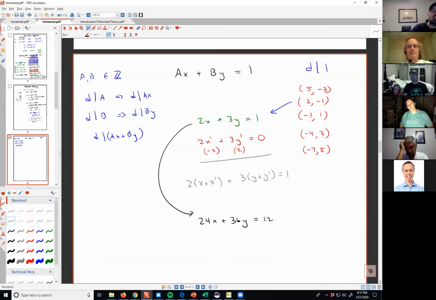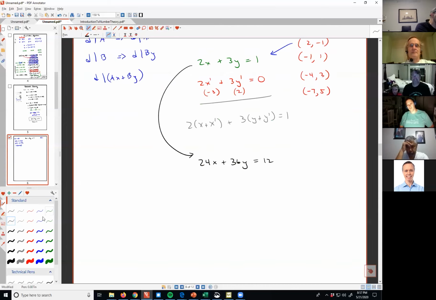Now we have an equation with the same solutions as the first one, and there are infinitely many of those solutions. So what we know is that we have infinitely many solutions to the equation ax plus by equals d, where the GCD of a and b is equal to d. And not only that, but we have infinitely many solutions to 2x plus 3y equals 1. What about 2x plus 3y equals 2020?